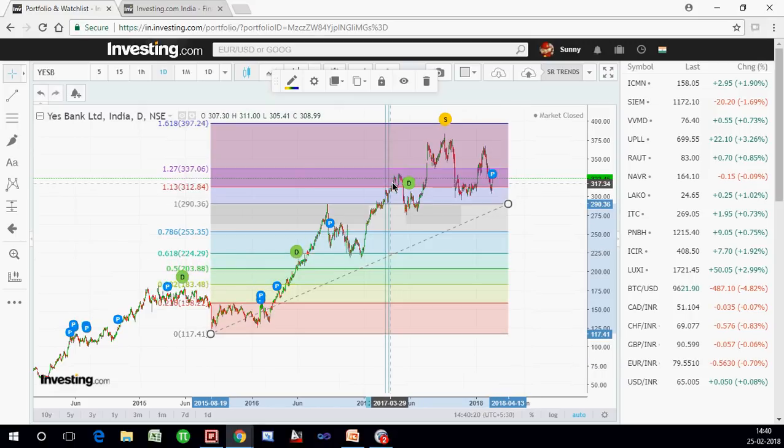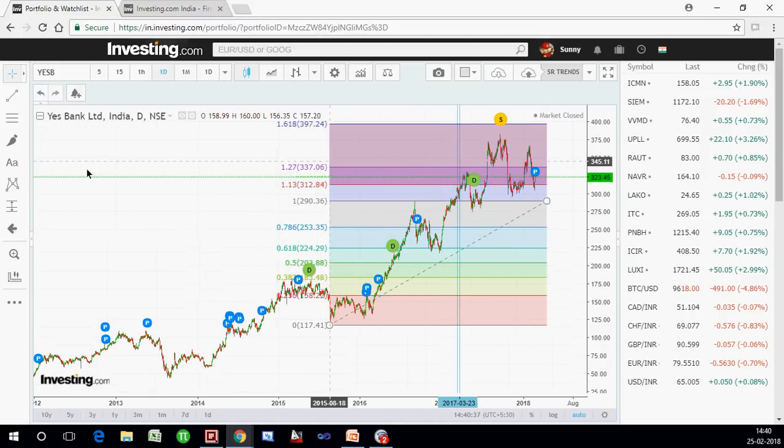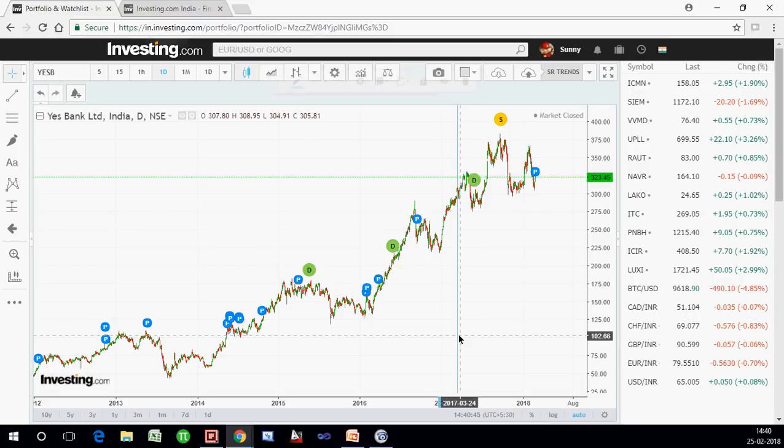Right. So you see, this is a zone where it is reacting and coming back again. Mostly, 1.618 is the prime number. This is the number you have to track, and if you are able to get it, exit close to those levels. You don't expect any more up move, right?